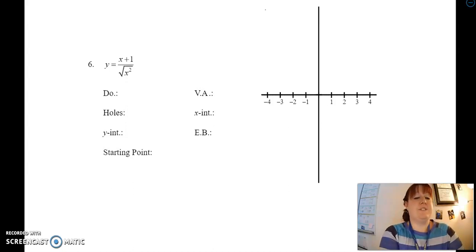One more curve sketching example, and this one has a radical in it. Okay, so first we look at the domain. What numbers cannot go into this function? Well, I can't divide by 0, so x cannot be 0, and I can't take the square root of a negative number, so I have to figure out what would make this negative. Oh, nothing, because it's squared, right?